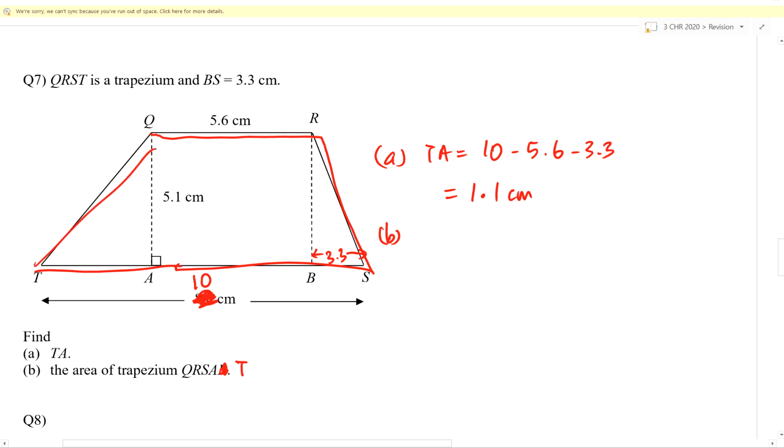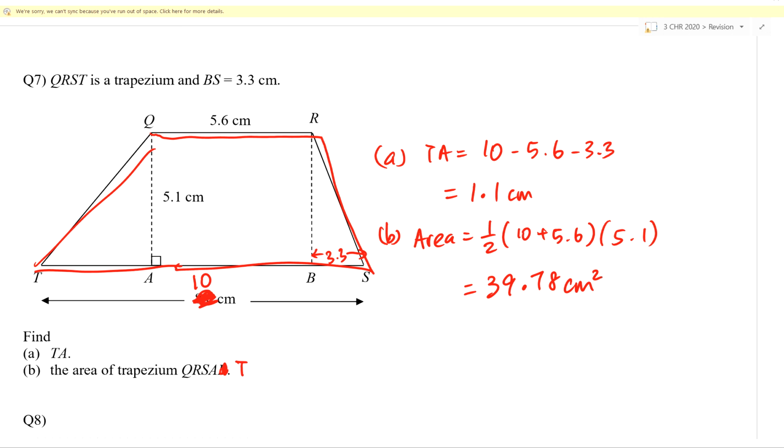Okay, so now we want the area of this big trapezium. I hope you all realize why originally QRSAB didn't make sense. Because QRSAB is not a trapezium. It's not even a complete figure. So part B, area. Half times the sum of the parallel sides, 10 plus 5.6 multiplied by the perpendicular height. Go opposite, drop down, 5.1. 39.78 square centimeters. Should we round up to 3 SF? Need or not? No need. This is exact. See? 4 numbers copied down exactly. No need to round up.